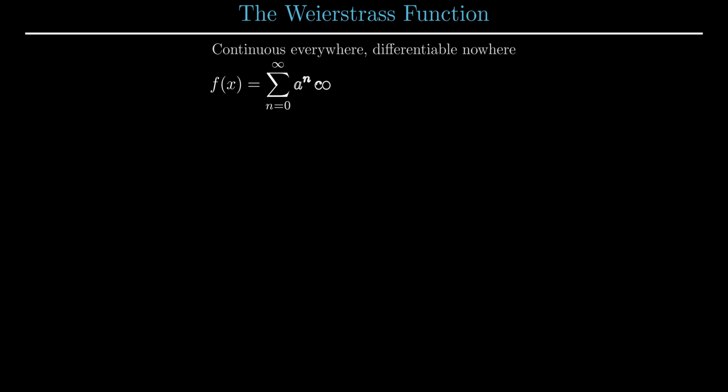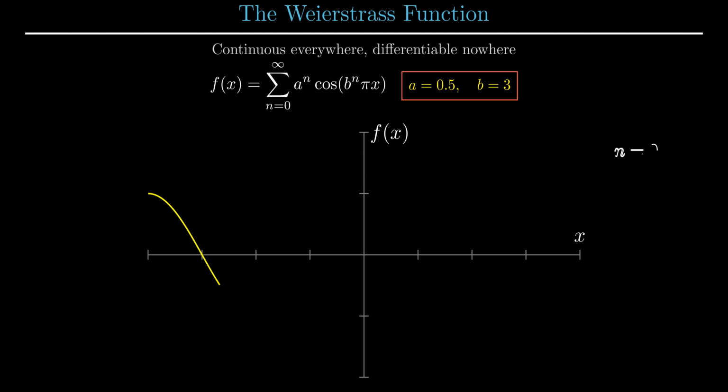Now, let's examine the famous counterexample, the Weierstrass function. This function is defined as an infinite sum of cosine waves, where the frequency increases and the amplitude decreases with each term. Let's build it step by step to see why it breaks calculus.